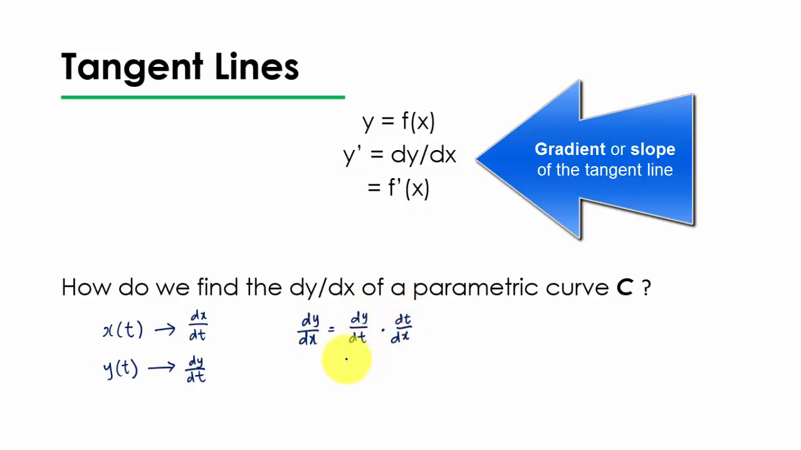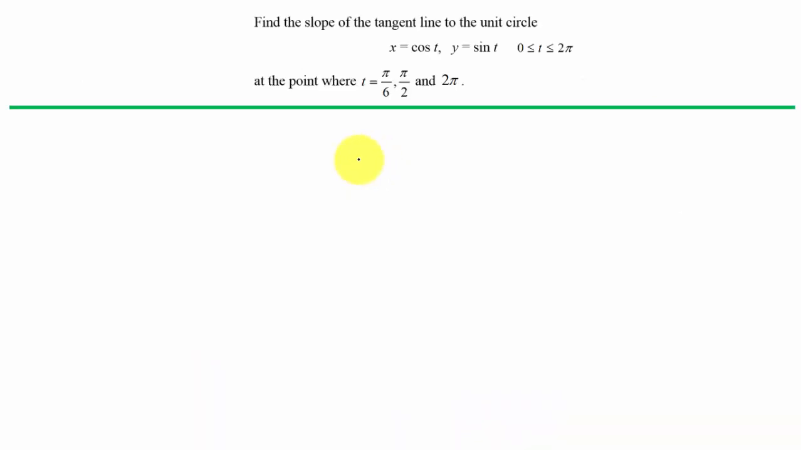And this expression can be rewritten as dy/dt over dx/dt, or simply y prime of t over x prime of t. So this expression over here will give us dy/dx of our parametric equation, provided that your dx/dt is not equal to 0. Let's take a look at this example.